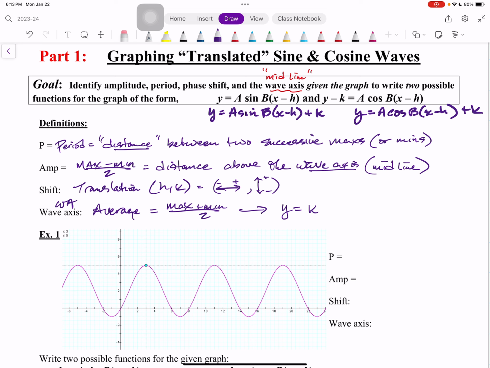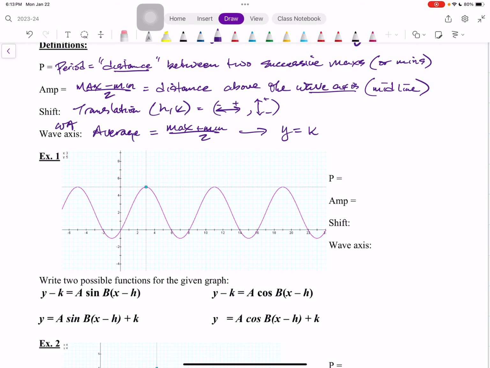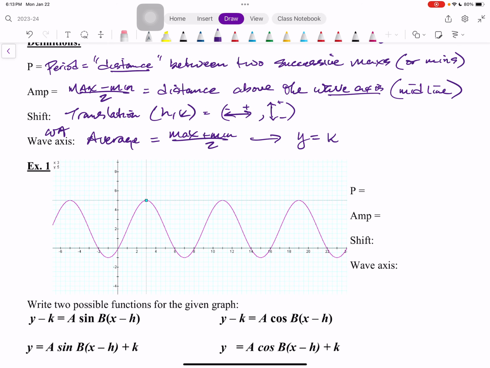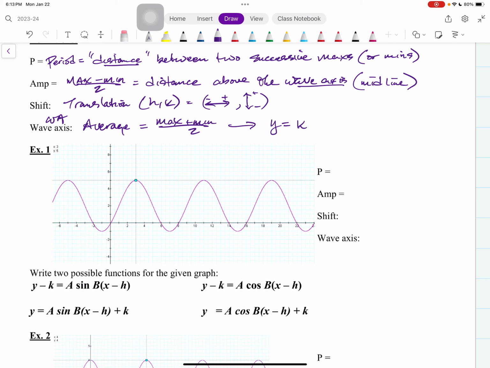So let's go ahead and define that initially, and let's apply it. Here we go. We've got a graph of a function, and our goal is to write the graph in two ways, in terms of sine and in terms of cosine. It says write two possible functions for the given graph. So let's do that. What we're going to do is take a look at two maximums. Here's a max, and over here's a max. We want to look at the distance between the maximums.